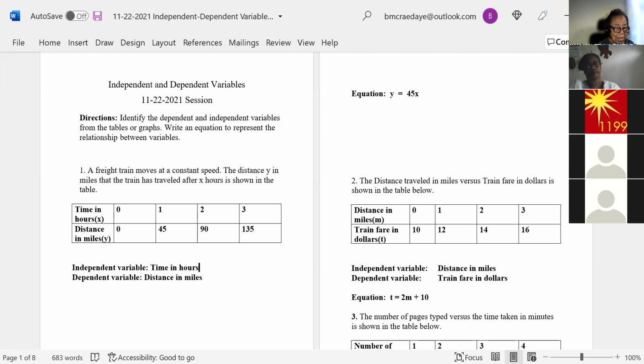Yes. Okay. Now, what is the equation to show the relationship between these variables? You have to determine that from the table, right? Since you said the dependent variable is the distance in miles, that would be y, right? So what would y be equal to?